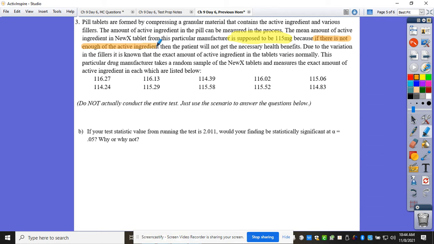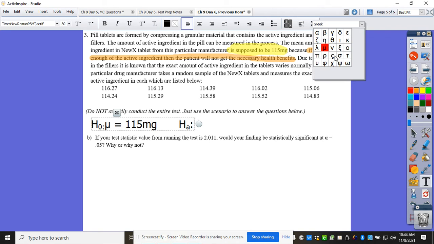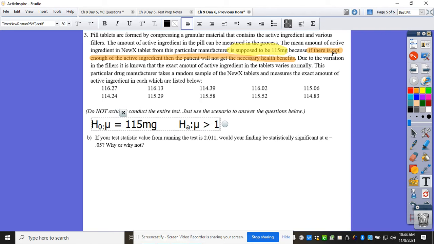So we are checking to make sure that it actually works, which means we should be testing. So our null hypothesis is that mu equals 115 milligrams. So what would our alternative be? You're seeing if mu is greater than, because you want the ingredients to work.